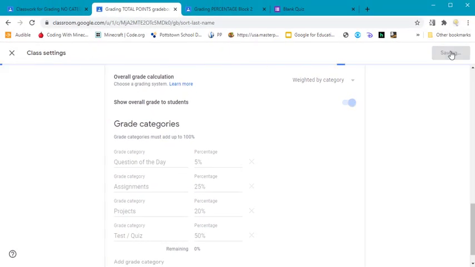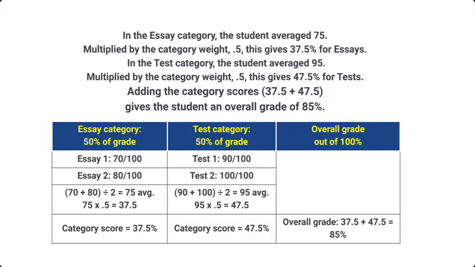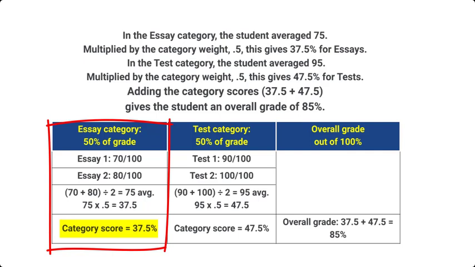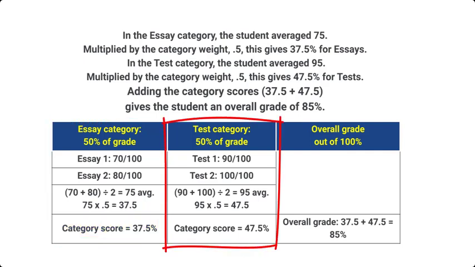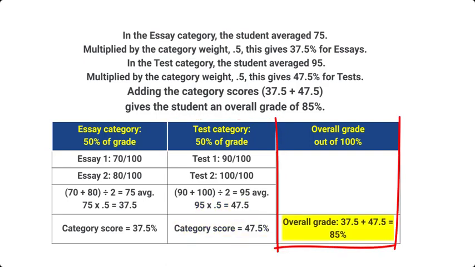Coming up to the upper right and selecting to save. This table shows weighed by category grading. In the essay category, the student average 75 multiplied by the category weight of 0.5, that gives a 37.5 for essays. In the test category, the student averaged 95 multiplied by the category weight again of 0.5, that gives the 47.5 for tests. Then you add the two categories. You add the 37.5 and the 47.5, that gives the student the overall grade of 85%.